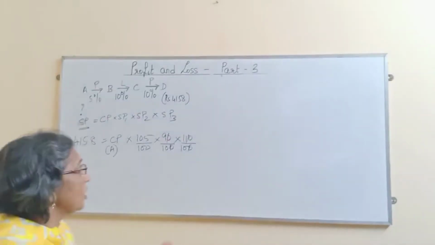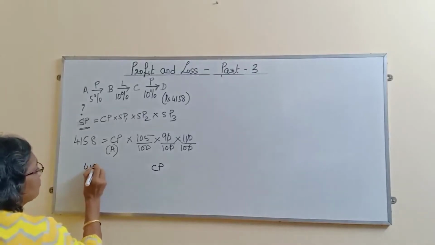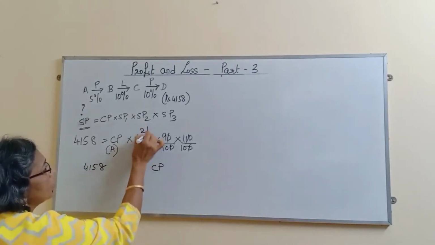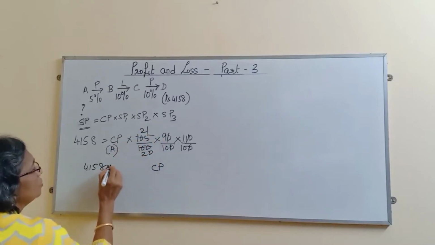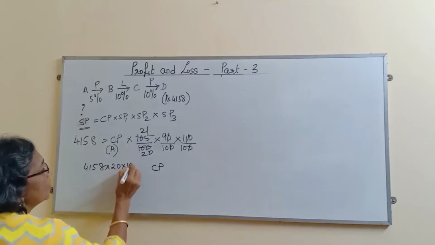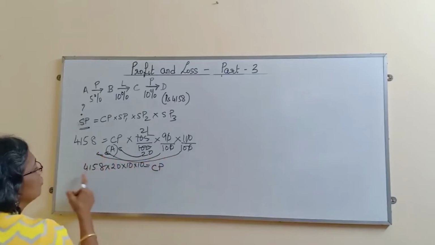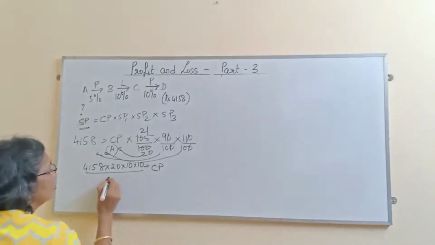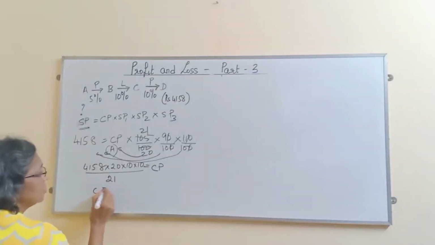Now find the CP. So your CP would be here 4158. Let us reduce this here. This would be 21. This would be 20. So into 20 into 10 into 10. All this will go here. So you've got 4158 into 20 into 10 into 10 upon 21. So calculate this. How much would this be?